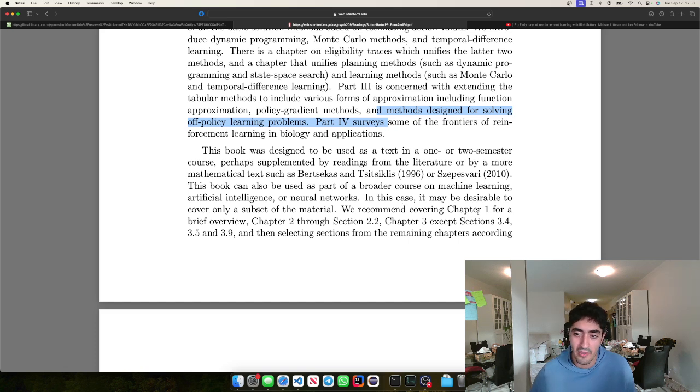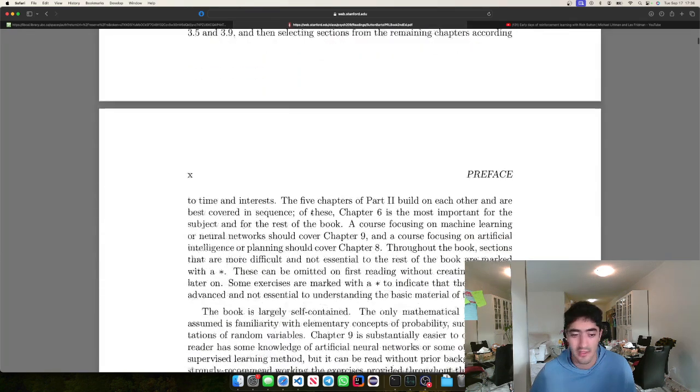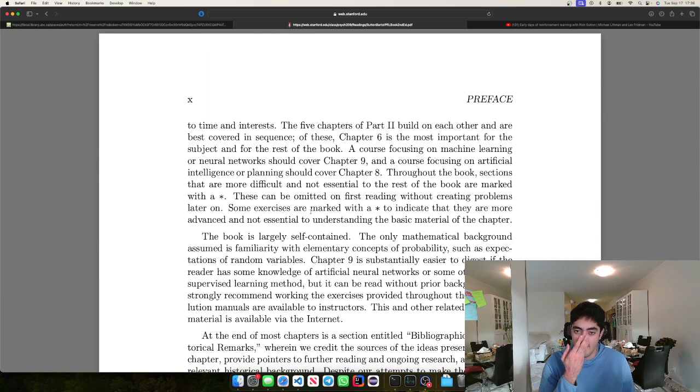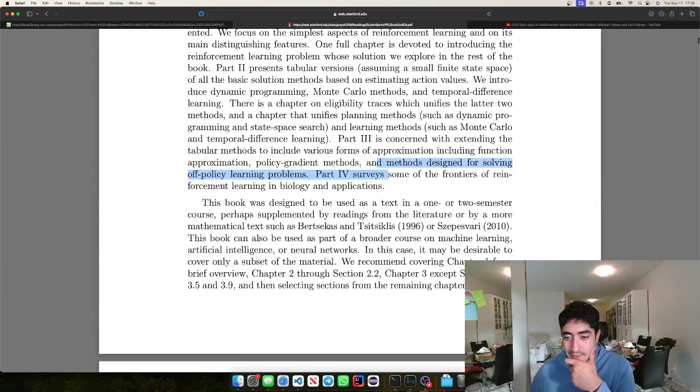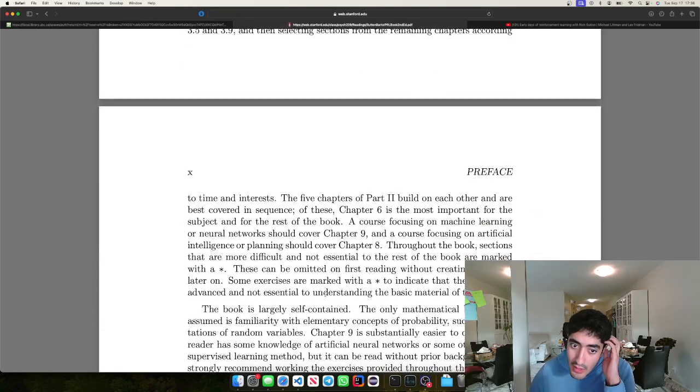We recommend covering Chapter 1 for a brief overview, Chapter 2 through Section 2.2, Chapter 3 except Sections 3.4, 3.5, and 3.9, and a selection of sections from the remaining chapters according to time and interest. The 5 chapters of Part 2 build on each other and are best covered in sequence. Chapter 6 is the most important for the subject and for the rest of the book.